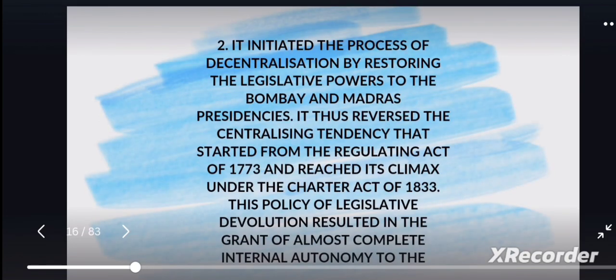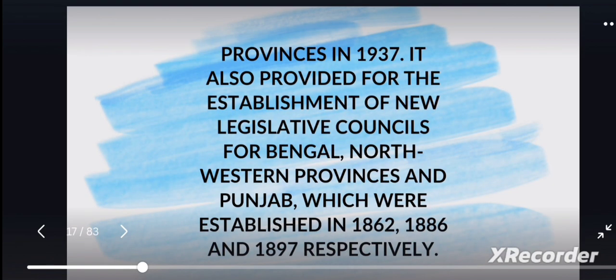It initiated the process of decentralization by restoring the legislative powers to the Bombay and Madras presidencies. It thus reversed the centralizing tendency that started from the Regulating Act of 1773 and reached its climax under the Charter Act of 1833. This policy of legislative devolution resulted in the grant of almost complete internal autonomy to the provinces in 1937. It also provided for the establishment of new legislative councils for Bengal, North-Western Provinces and Punjab, which were established in 1862, 1886 and 1897 respectively.